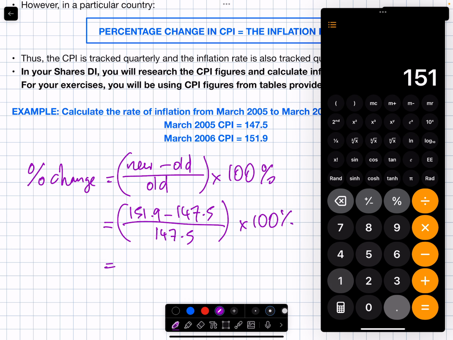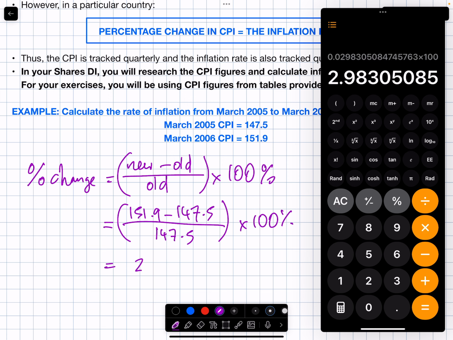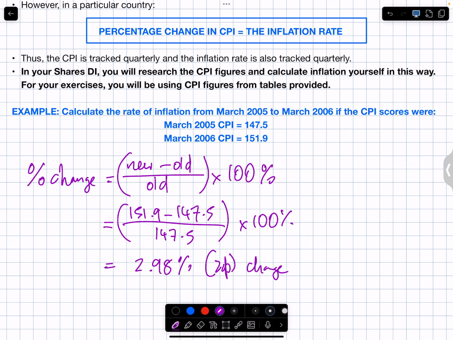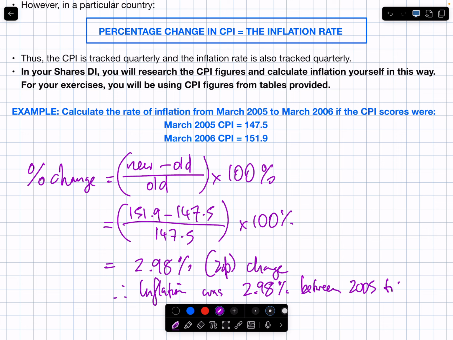Calculate: 151.9 take 147.5, divided by 147.5, times by 100, 2.98% to 2 decimal points change. So what is that saying? Inflation between March 2005 to March 2006, the price of everything rose by 2.98%. So therefore, inflation was 2.98% between 2005 to 2006.